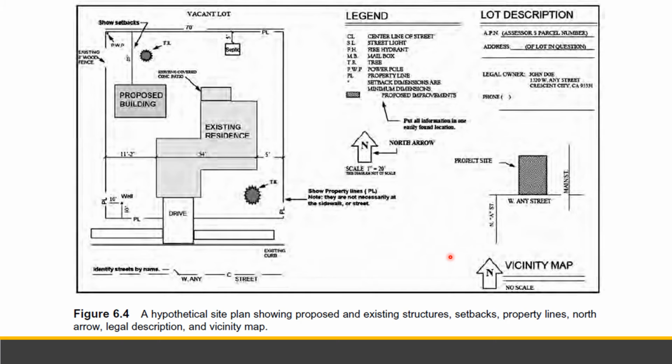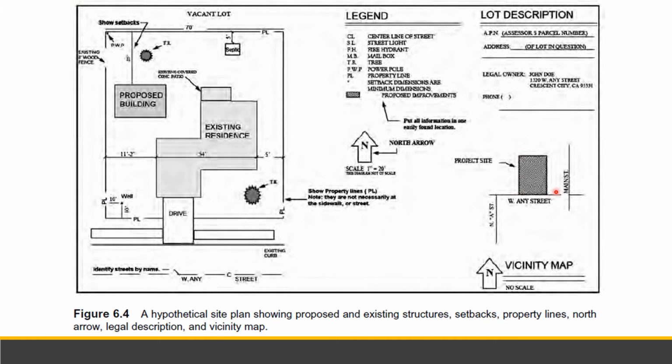Okay, so this is a hypothetical site plan showing proposed and existing structures, setbacks, property lines, north arrow, legal description, and vicinity map. This is the north arrow. These are the legends. This is the lot description. This is the vicinity map. This is the project site. For example, this is our project site.